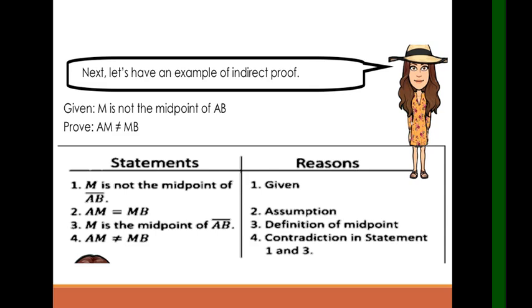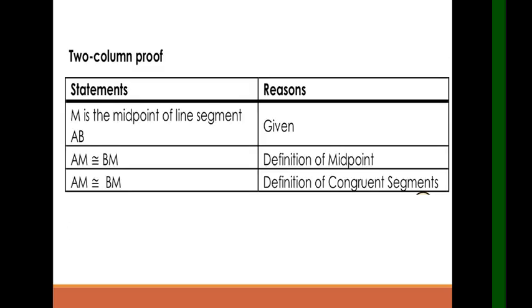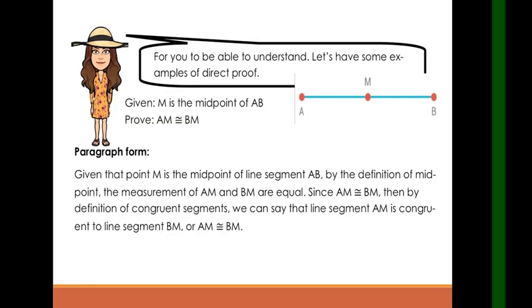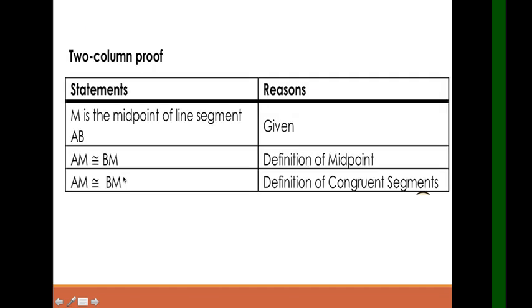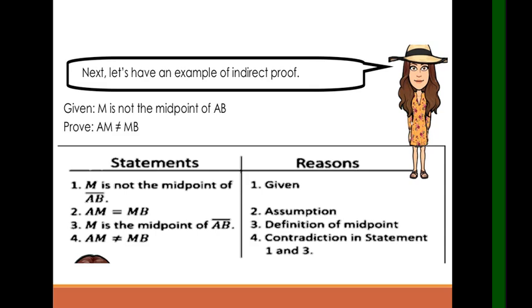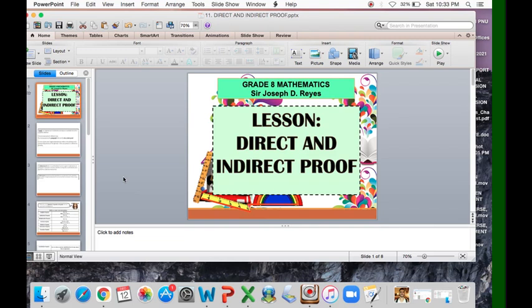Okay? So, sa total, pinakamadaling gawin is yung direct proof. Okay? Na kung saan, kung ano ang sinasabi lang ng given ng ipoprove mo, yun lang yung gagawin mo o yun lang yung papatunayan mo. Hindi mo na kailangang mag-negate ng mga statements. So, that's all about the lesson of direct and indirect proofs.